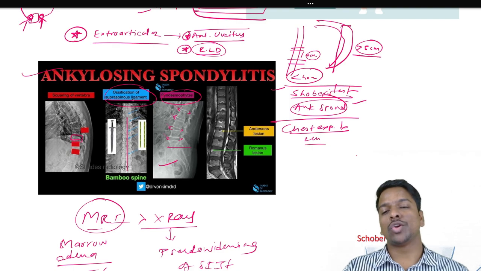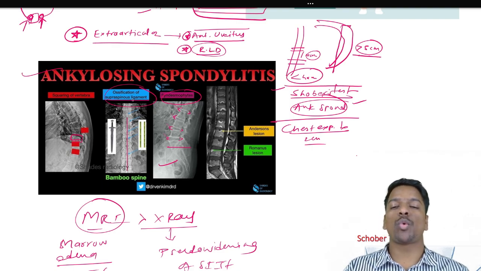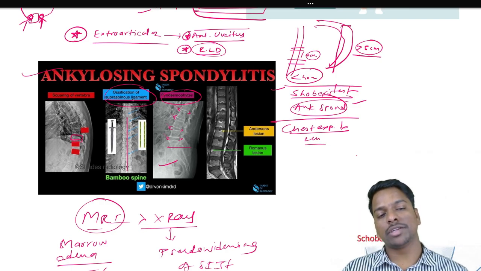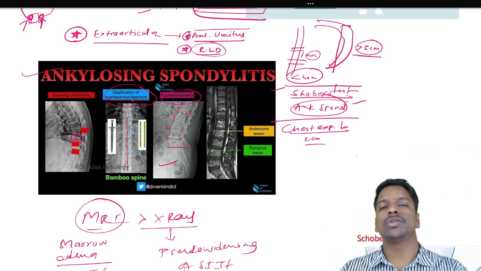Along with that, you will have the bamboo spine appearance, or there is a squaring of the vertebrae. This is normal, but if it is not happening, then it is called Schober's test positive. So let's see those images.